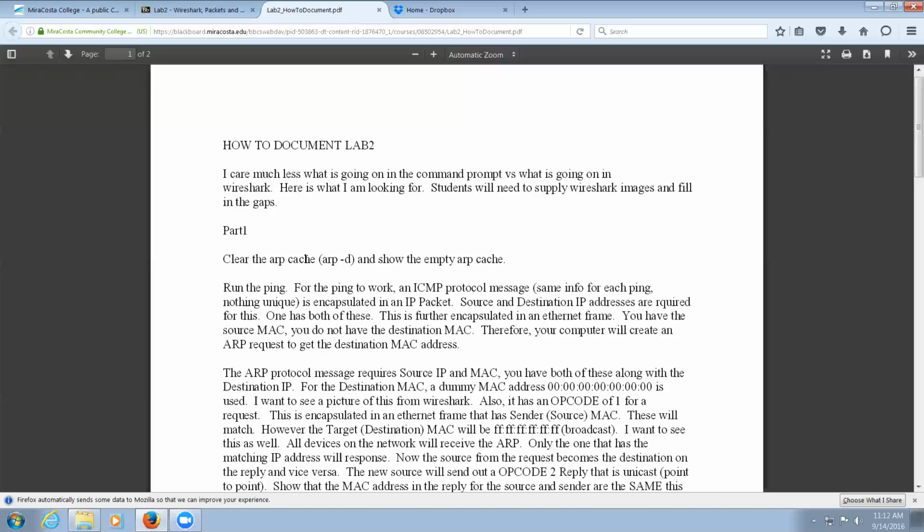I don't care about the command line ping. Who cares? That means nothing. You guys started out there, but what I just described, I want to see explained in the gobbledygook of the packets, in the belly of the beast.